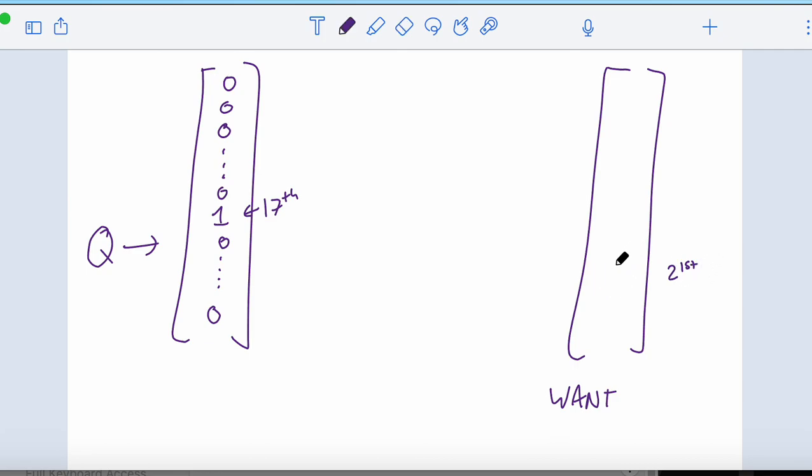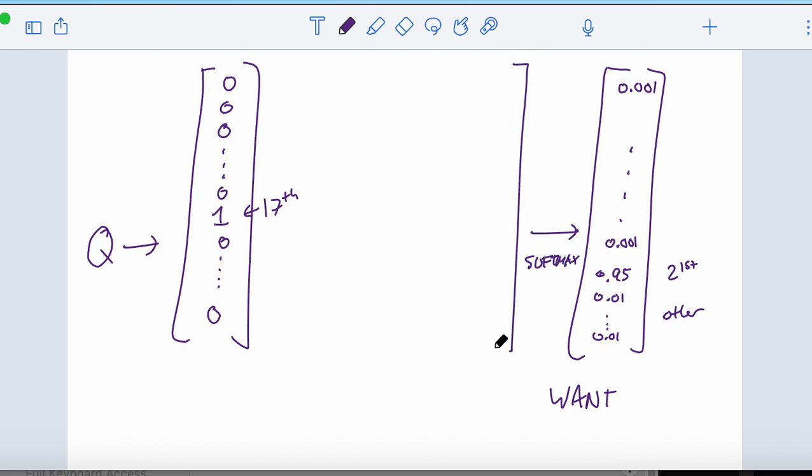I guess it's probably not going to be 1. It's going to be like 0.95 if we're very lucky. We'll have like 0.01 everywhere else. The 21st, and then the others will be small numbers, 0.01, 0.1. And that's going to come from a softmax with a vector that has a large value, maybe like +7 in the 21st component, and negative numbers, -2, -3, -5 in the others.